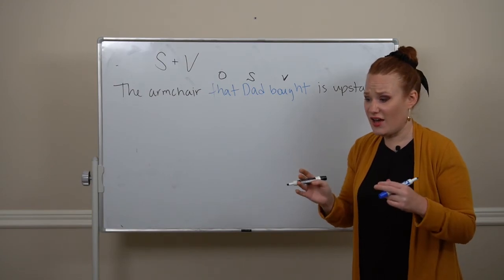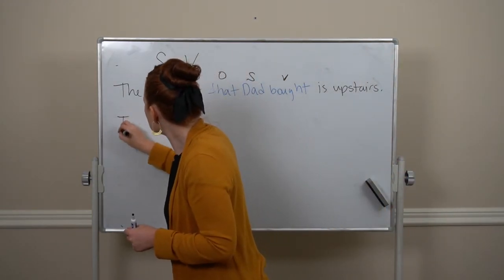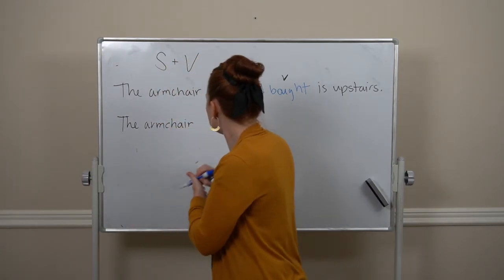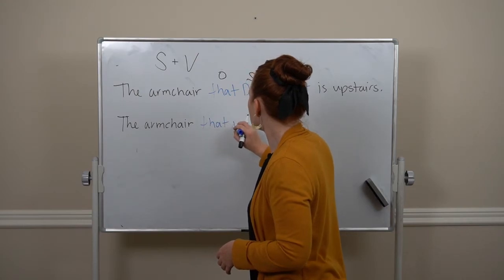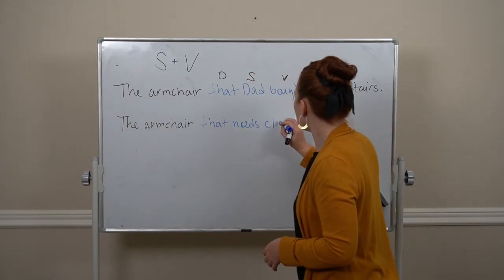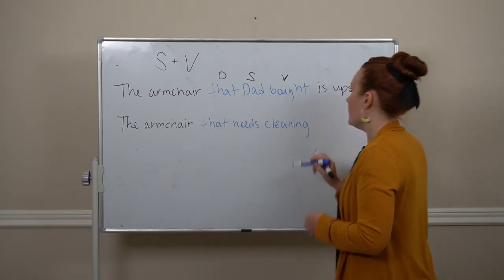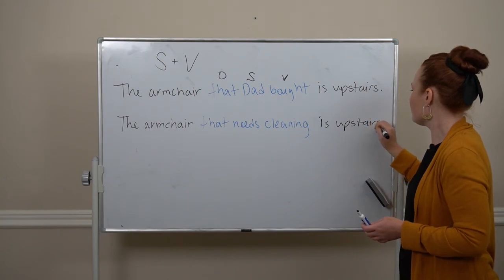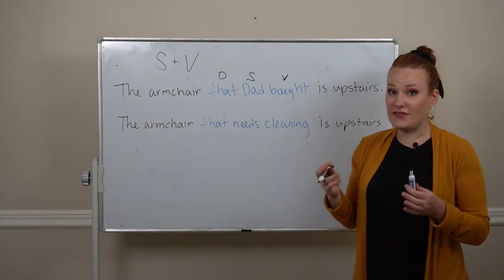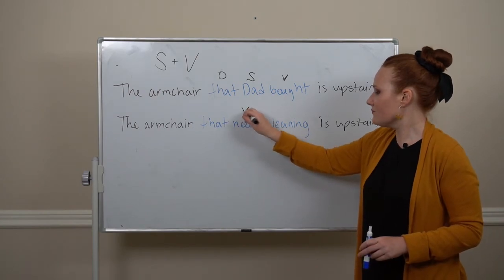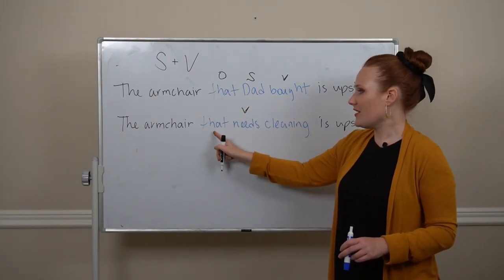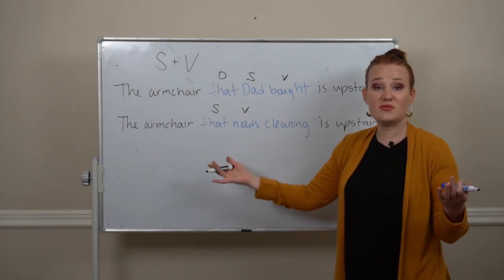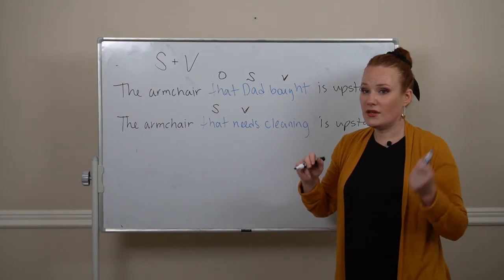Let me show you the opposite version. The armchair that needs cleaning is upstairs. In our relative clause, find the verb, needs, and the word right before the verb has to be the subject. When our relative pronoun is the subject, it's a subject clause. All right?